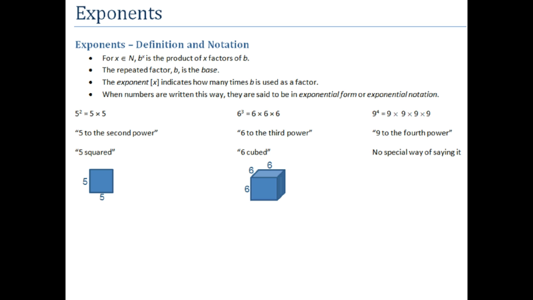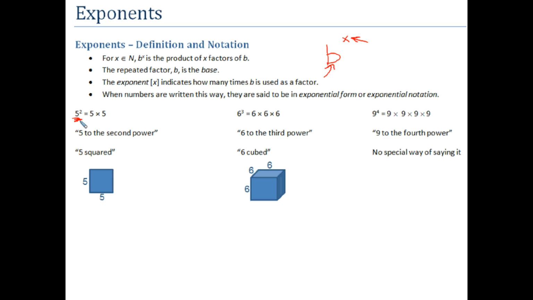So that would look like this: b to the x. b is the repeated factor, and x tells us how many times we're multiplying b by itself. When numbers are written this way, they are said to be in exponential form or exponential notation. So a few examples and how we say them.